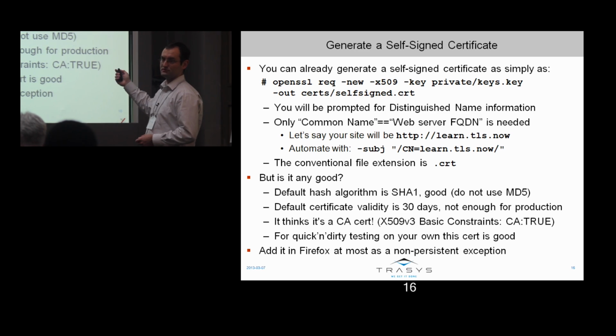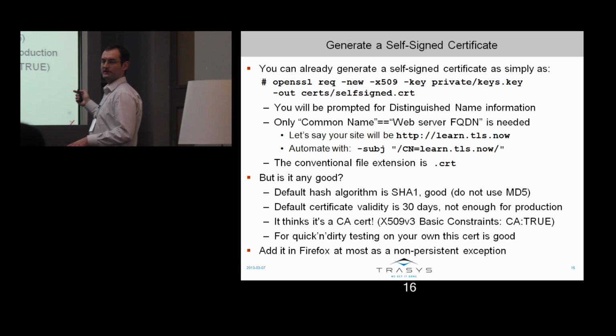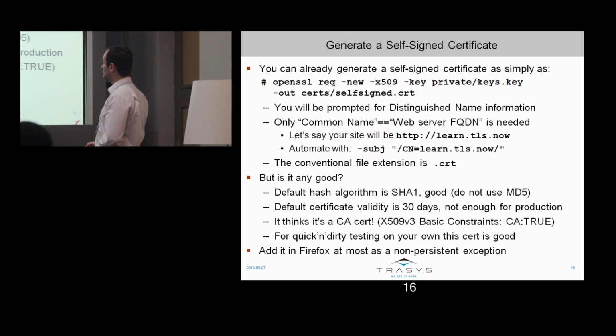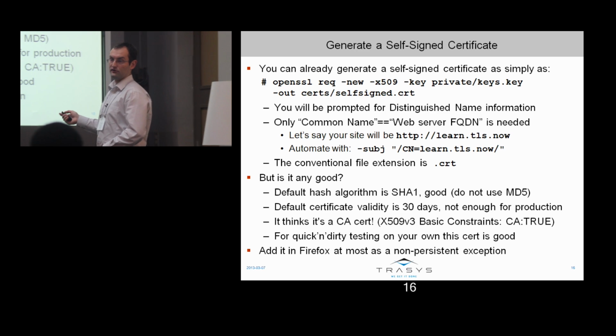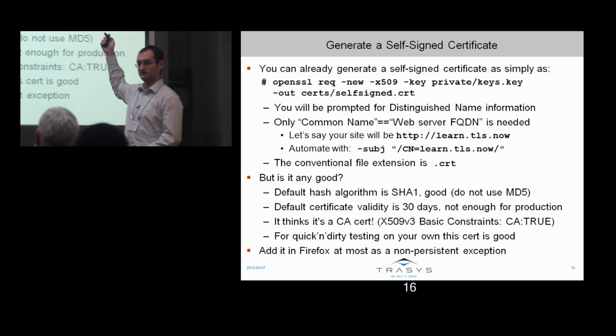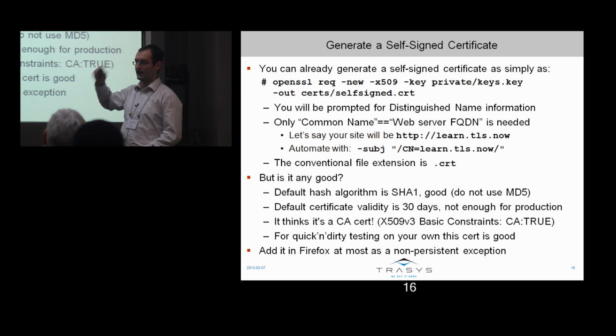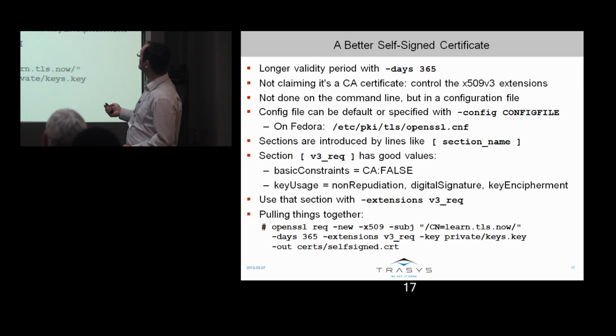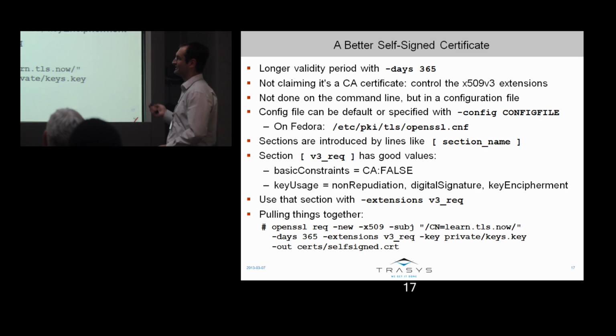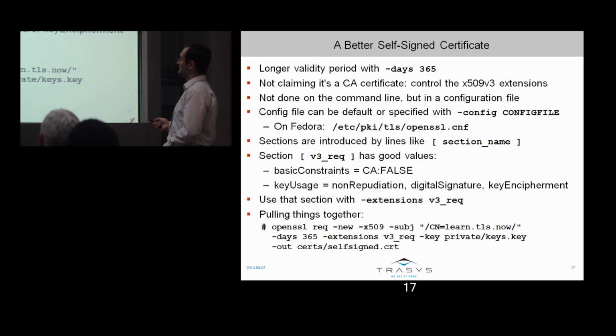So the certificate produced with this quick and dirty solution is good enough for testing, good enough if it's just you. You can add it in Firefox by getting that error message that I've shown earlier and adding it among the exceptions. But even though you're alone on your machine, it would be good to check that it's really the certificate you think it is. How do we do that? I'm going to show you after we generate a better self-signed certificate.